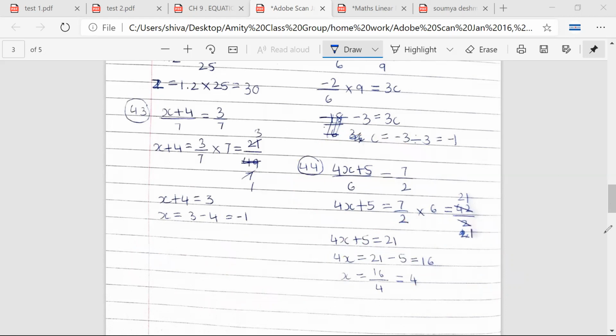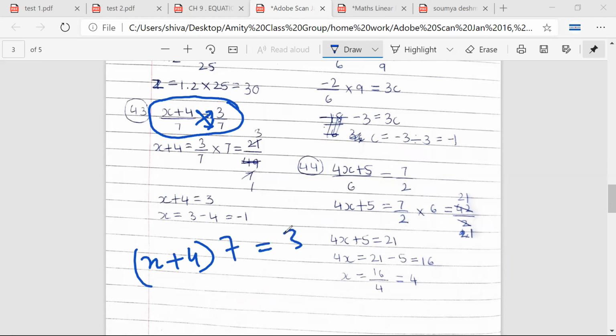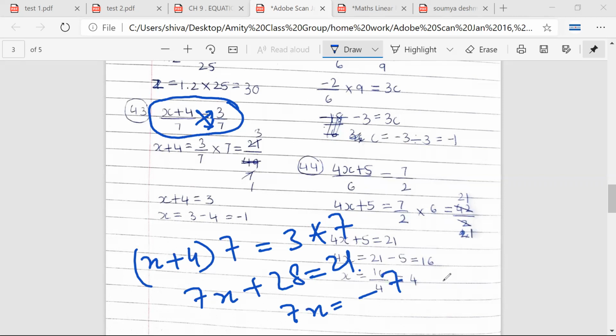Yes, sir. So for example, फिर से देखिए, in an equation like this, when I say cross multiply, I put a sign like this, and this means x plus 4 into 7 is equal to 3 into 7. 7x plus 28 is equal to 21. 7x is equal to minus 7, therefore x is equal to minus 1. Any doubt?